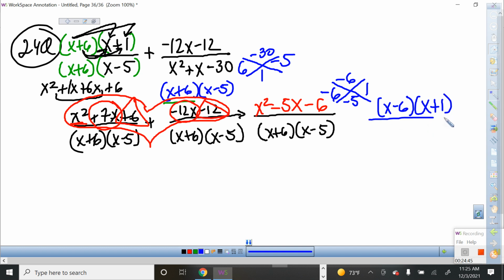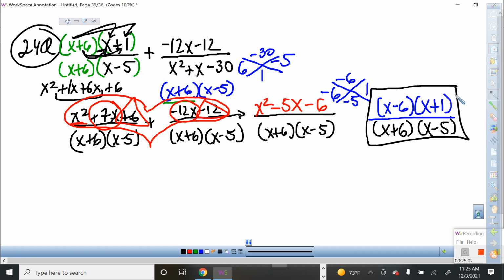That's the numerator. What's the denominator? X plus 6, x minus 5. Question. Can I get rid of any giant ones? No, these are not the same. There's nothing the same, so we are done.